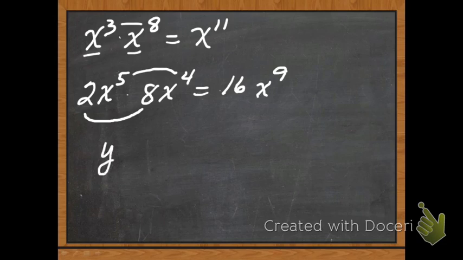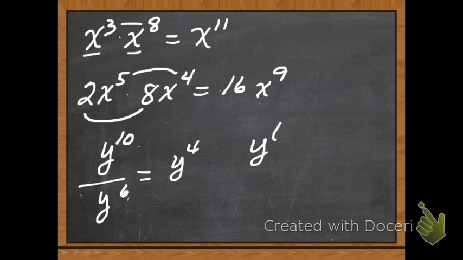And if I have y to the 10th over y to the 6th, I'm going to subtract the exponents, the smallest one from the larger one, so I get y to the 4th on top. Now let's reverse that. Suppose it would have been y to the 6th over y to the 10th. Smaller one from the larger one, so I get y to the 4th down below in my denominator, and I'm going to need a 1 for my numerator.